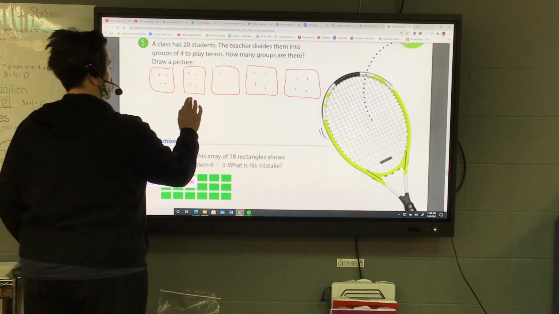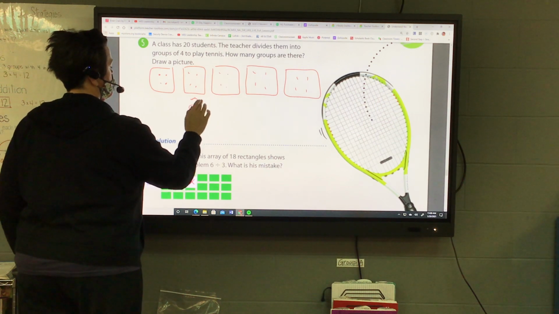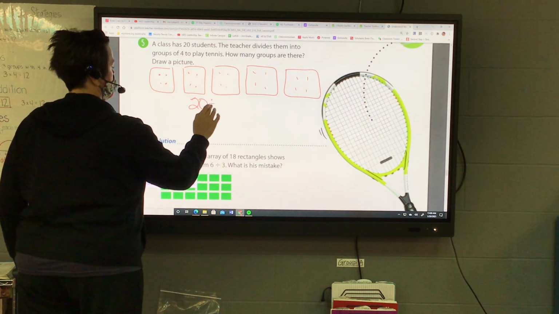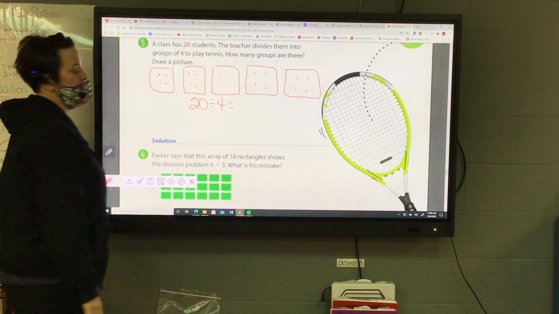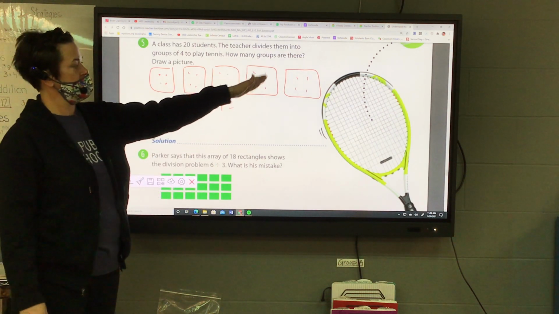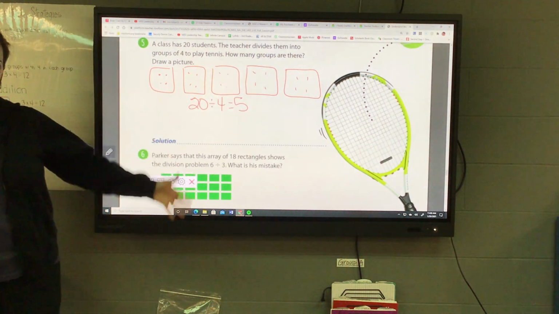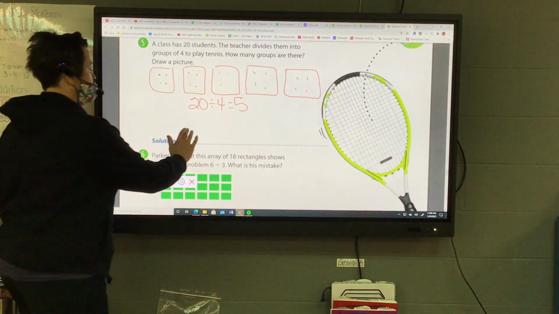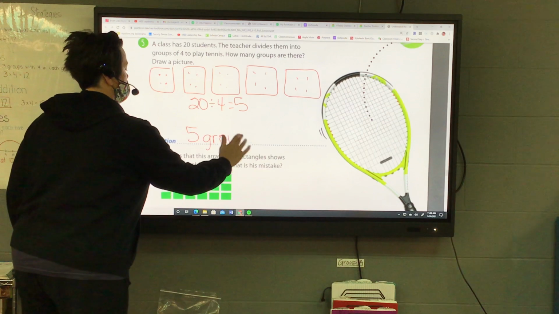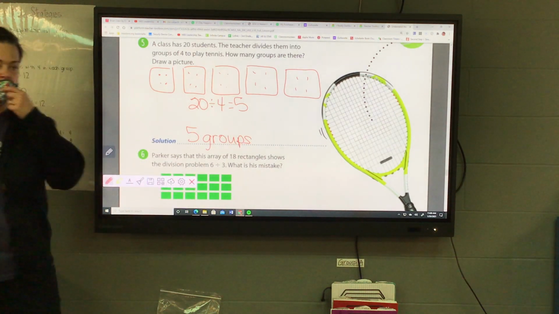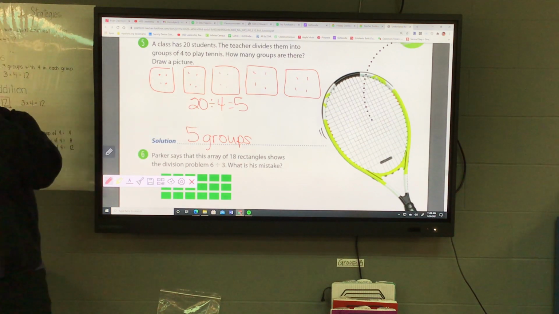Oh, all right. So now, can I write my division equation? The dividend is 20. The divisor is 4. And now the quotient is 5. So how many groups are there? 5 groups. Let's talk about this. Each of the numbers in this division equation.